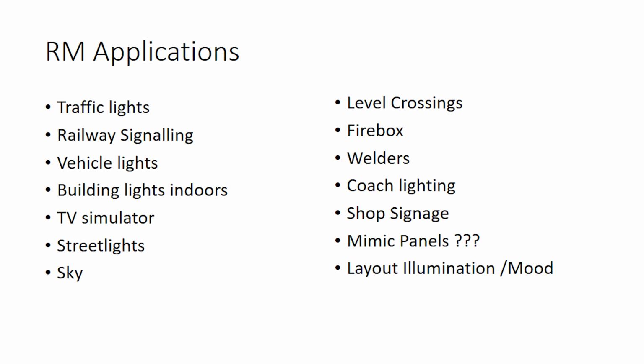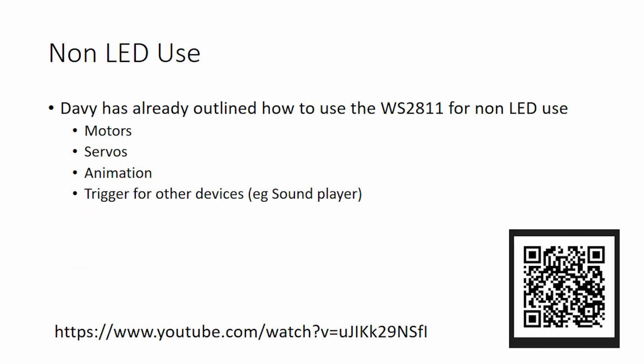Shop signage, roundabout cinemas, roundabout fairground attractions. Put them in the mimic panels, put them as indicator lights. There's a thousand things that you can do with these. Davey's already explained that there are lots of uses for these that aren't to do with lights, to do with motors, servos, animations, and triggering other devices like sound players and so on. I've already plugged that presentation a couple of times, but I'm plugging it again shamelessly because it's a useful quarter of an hour of your time to go and watch that.